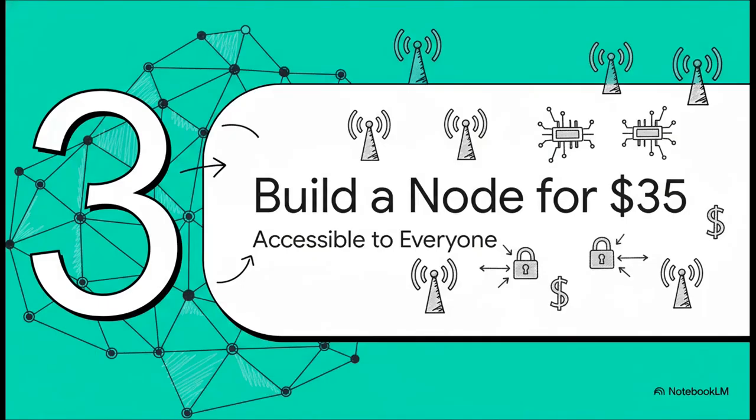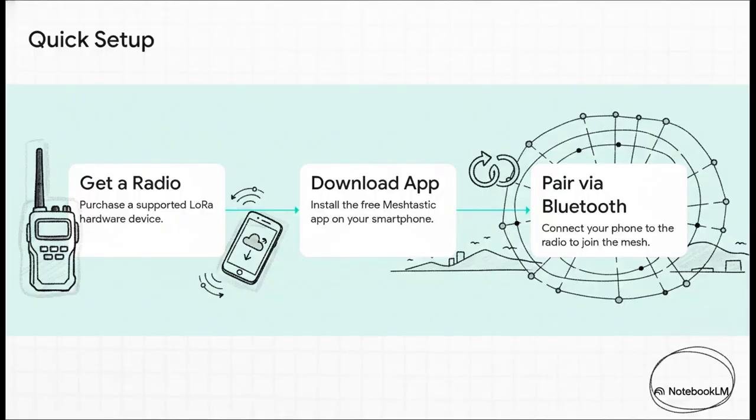Okay, so right about now, you're probably thinking, this sounds super complicated and expensive, right? Well, you'd be wrong. One of the best things about Meshtastic is how accessible it is. Seriously, getting started is a piece of cake. It's literally 3 steps. 1, you get one of the supported radios. 2, you download the free Meshtastic app on your phone. 3, you pair them up with Bluetooth. Boom, that's it. You're now part of a mesh network.